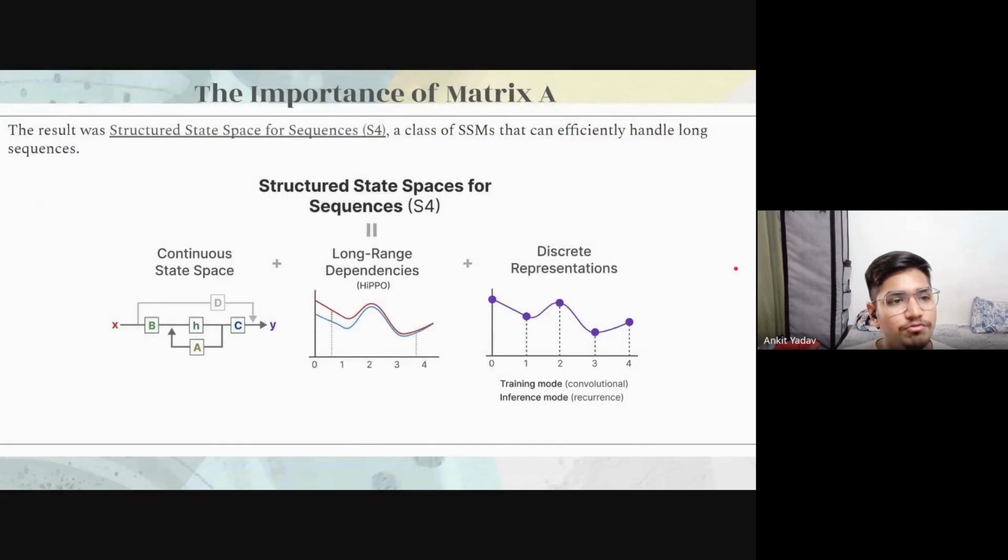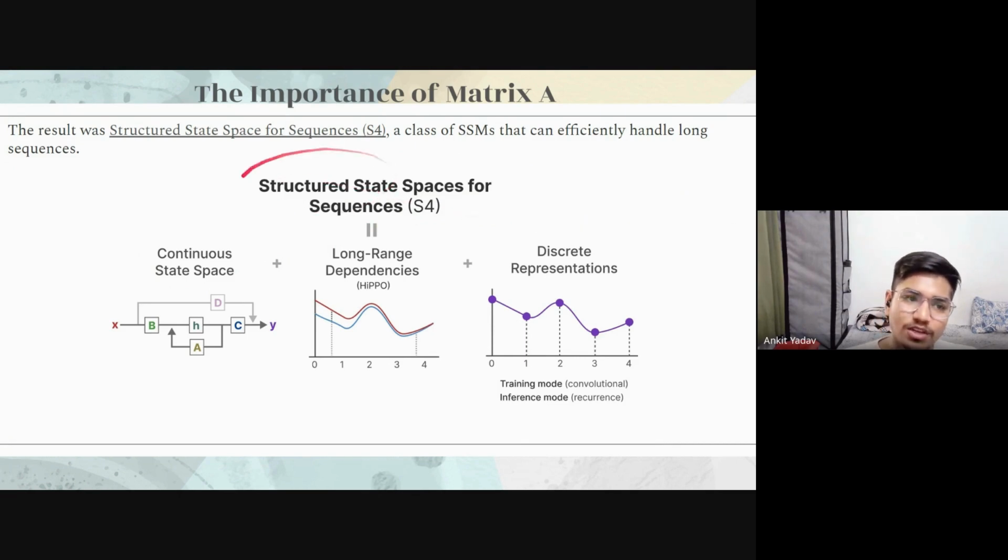Now, if we move forward, what we have right now is a continuous state space which is discretized, and we have this HiPPO. Now we can efficiently handle long sequences because we have somehow figured out how to capture the sequence in a concise way with the help of HiPPO. We have discretized the things, and we started using this SSM. So what we call it is a structured state space for sequences, and this is known as the S4 model.